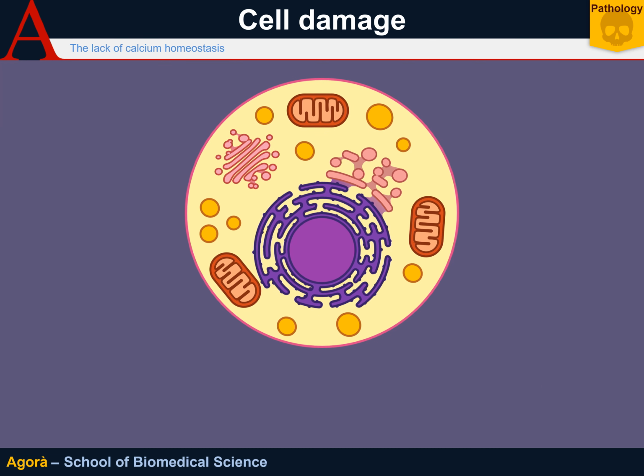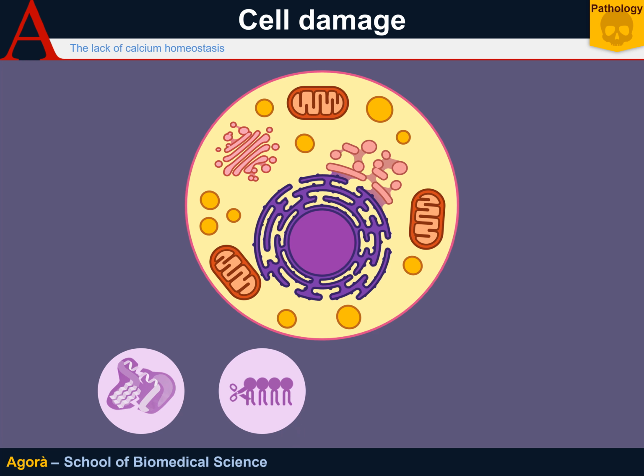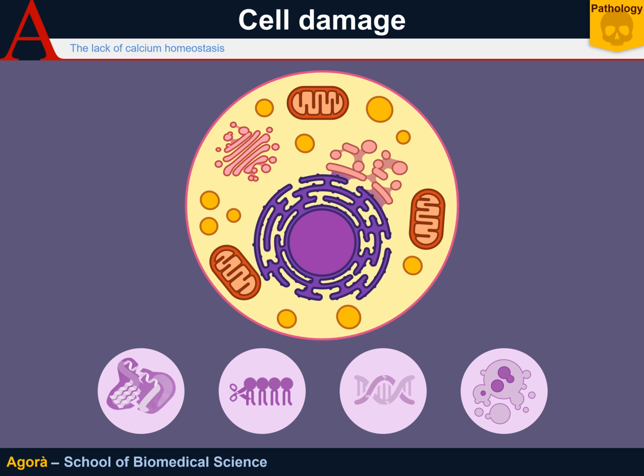Among the most common consequences of cytoplasmic calcium increase, we can find altered protein function due to protease activation, ruptured membrane due to calcium-dependent phospholipase activation, rupture of DNA due to calcium-dependent endonucleases, apoptosis following caspases activation, and opening of mitochondrial membrane transition pores.